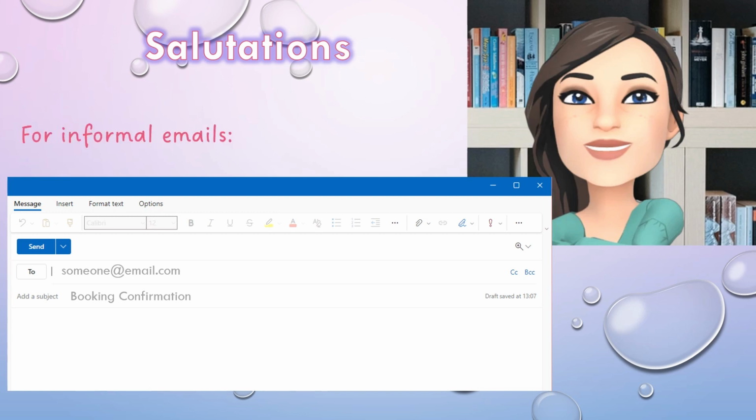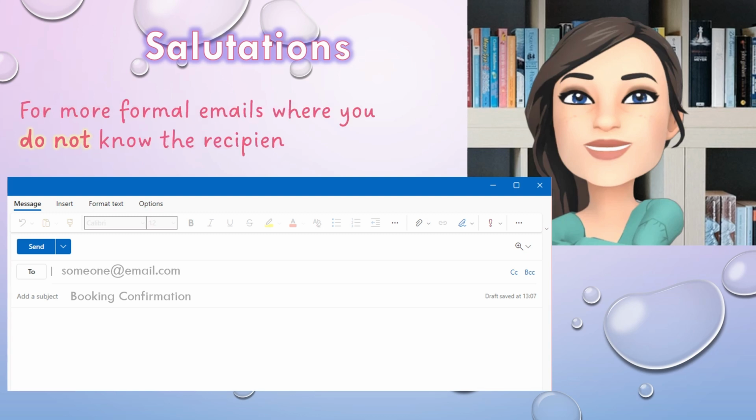Salutations. For informal emails, salutations can be "Hi" or "Hello". For more formal emails, you'll need a more formal salutation. If you do not know the recipient's name, you can use "Good morning", "Good afternoon", "To whom it may concern", or "Dear Sir/Madam".